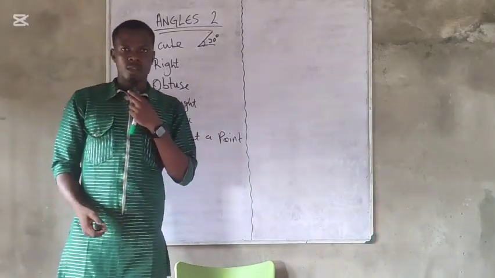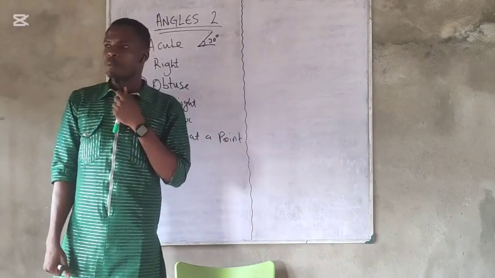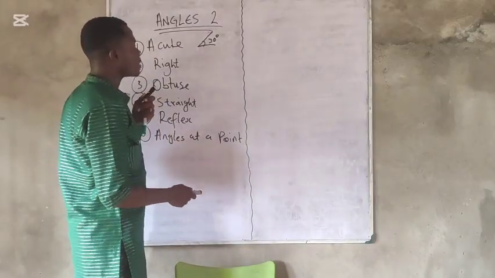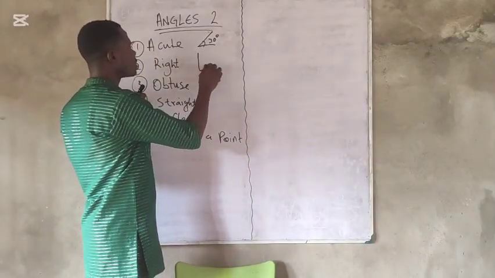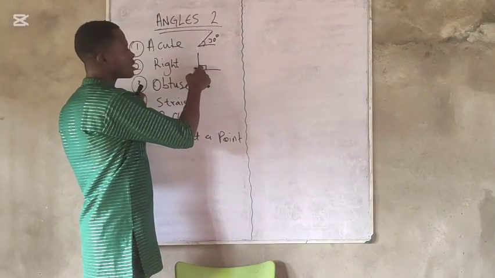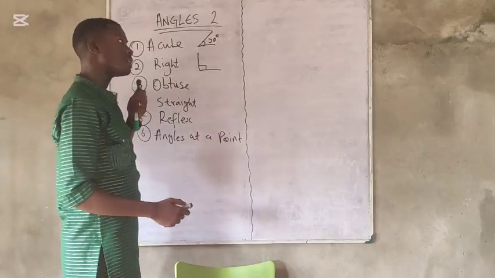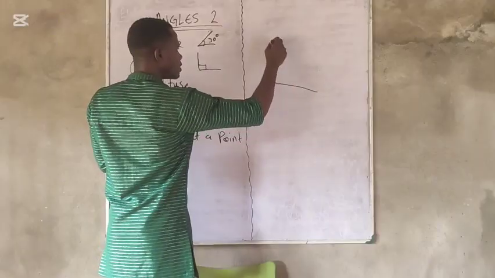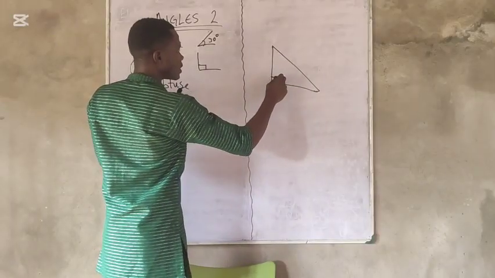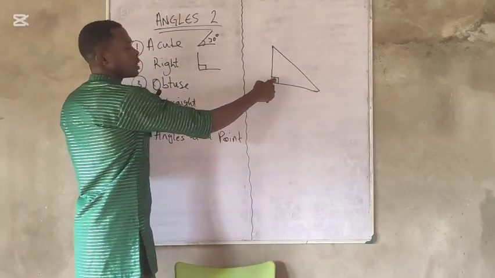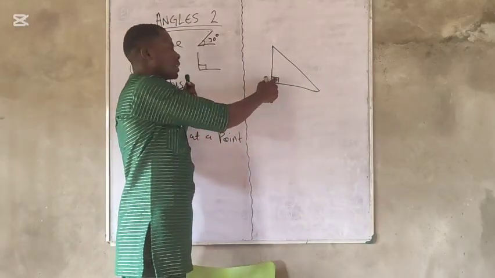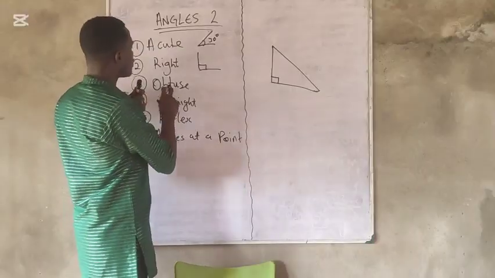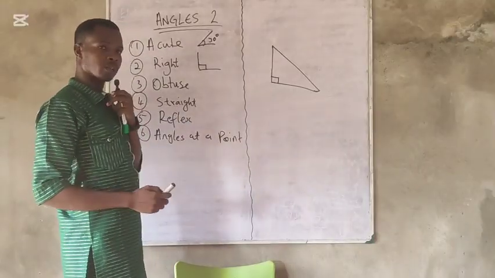Then the second one is right angles. What is a right angle? A right angle is an angle of 90 degrees, drawn like this. This symbol is the symbol for a right angle, 90 degrees. You can see this in places like, let's say you have a scalene triangle like this, and you have something like this at the point here. This signifies a right angle, which is equal to 90 degrees.